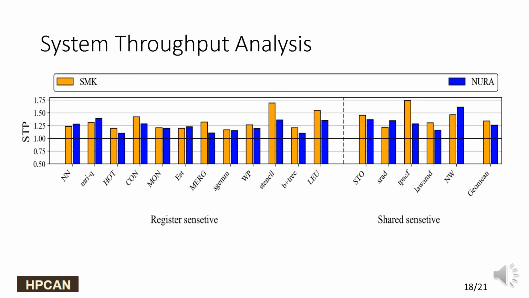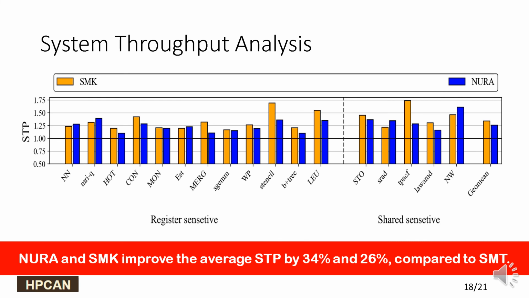This figure shows the relative STP of NURA and SMK normalized to baseline. We observe that NURA and SMK improve the average STP by 34% and 26% compared to baseline respectively. SMK does fine-grained sharing and hence outperforms NURA by 8%.